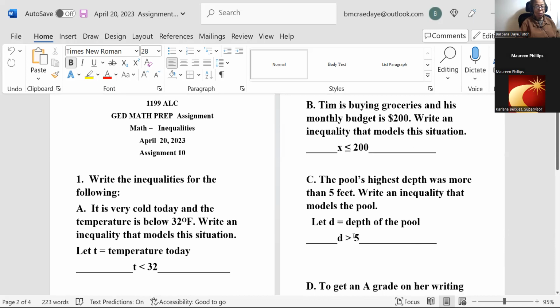Like I said, Maureen, when you send these in, if you don't have those symbols, you could have said D and then spell it out: greater than. G-R-E-A-T-E-R than. All right.